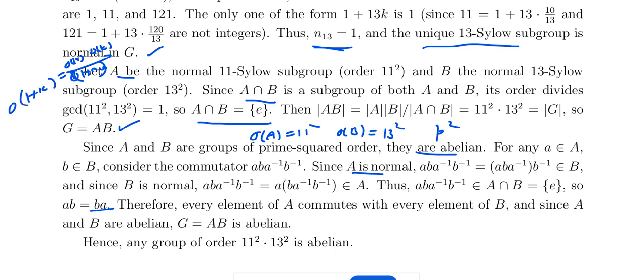Therefore every element of A commutes with every element of B. Since A and B are abelian, G equal to AB is also abelian. So any group of order 11 square, 13 square is abelian, and also both the 13 Sylow subgroup and the 11 Sylow subgroup are normal because of uniqueness.